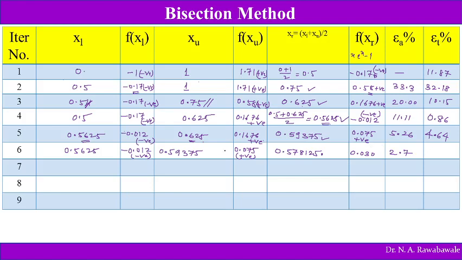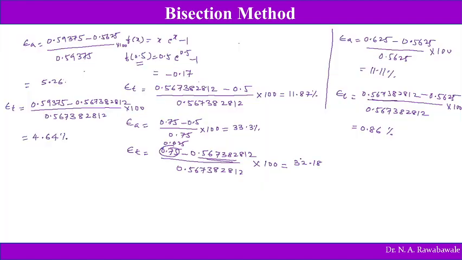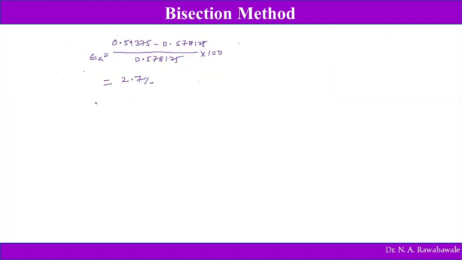Now the true error we want to find out. The approximate value is this one. The revised approximation is 0.578125. True error is equal to 0.56.